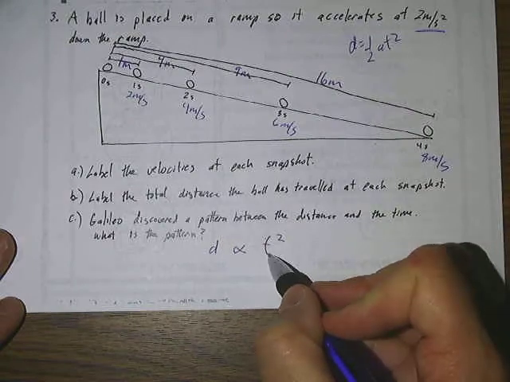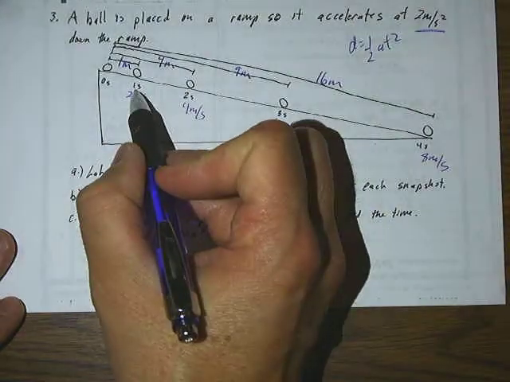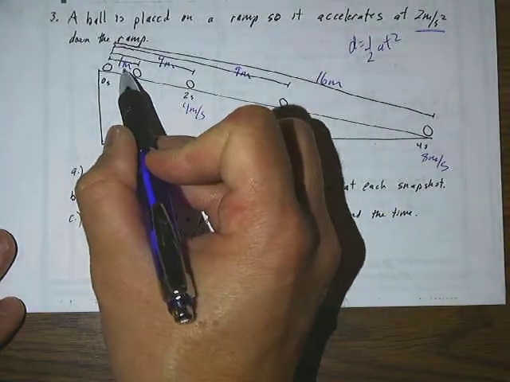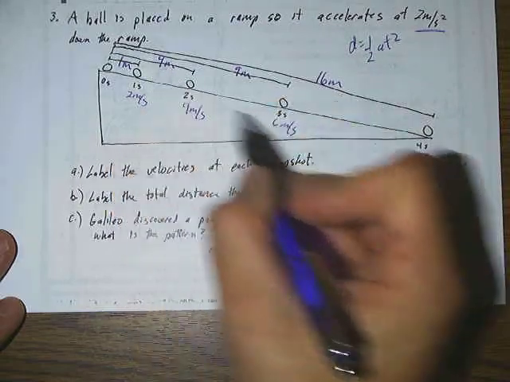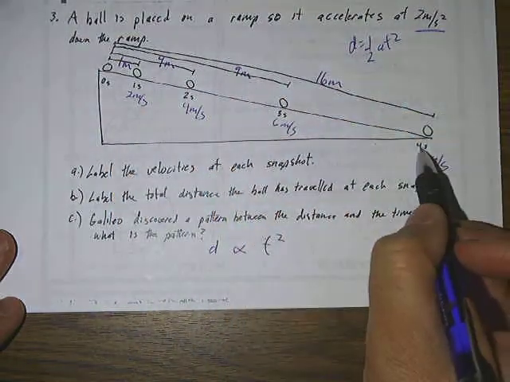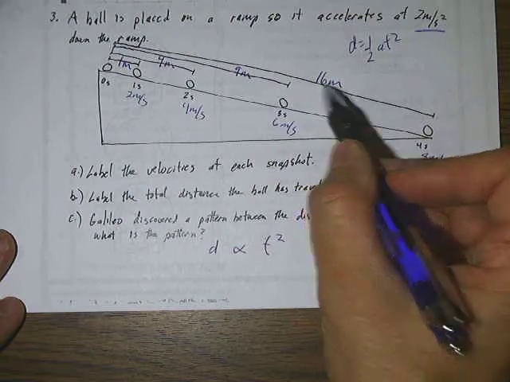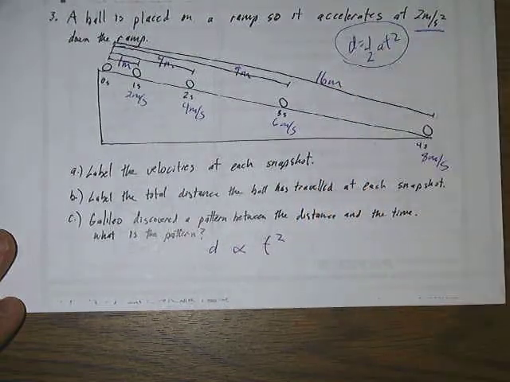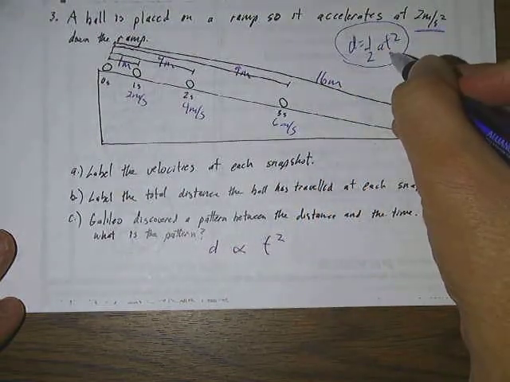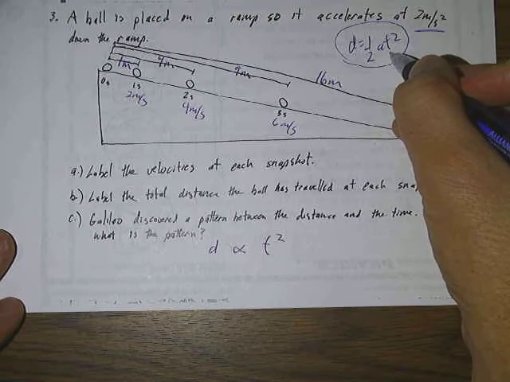The pattern that Galileo noticed was that you take the time and you square it, and that's the distance. At 1 second, square it, you get 1. 2 seconds, square it, you get 4. 3 seconds, square it, you get 9. 4, square it, you get 16. That's why the formula that we use for our shortcut formula has the time squared in it.